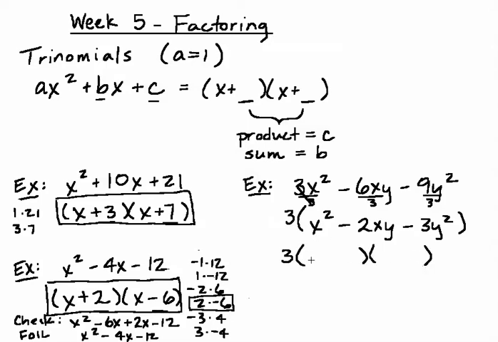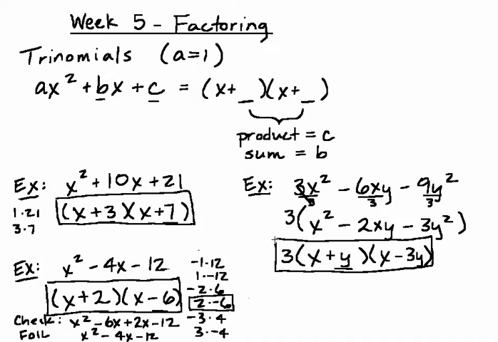My first term is x squared, so that will be an x and an x. And then I'm looking for two numbers that will multiply to equal negative 3y squared, but add to equal a negative 2y. Well, 3 is prime, so the only possibilities are a positive y and a negative 3y. And the y goes along with the 3 and the 1 because that has to multiply to equal negative 3y squared. So 3 times x plus y times x minus 3y is our final answer.